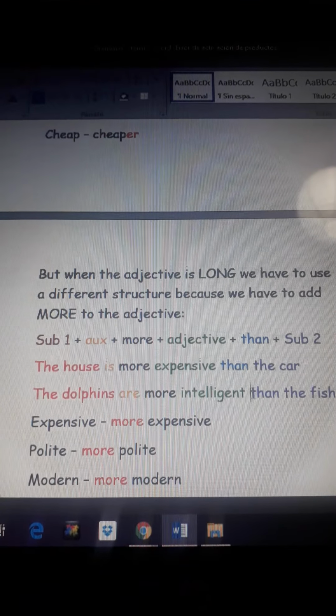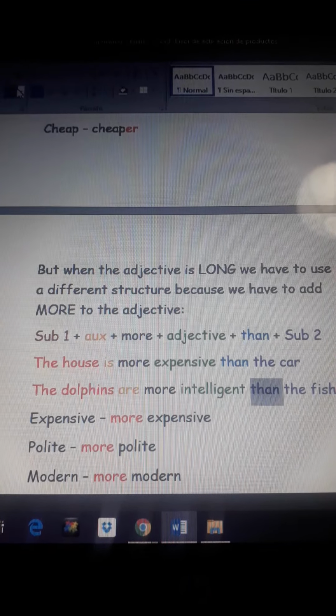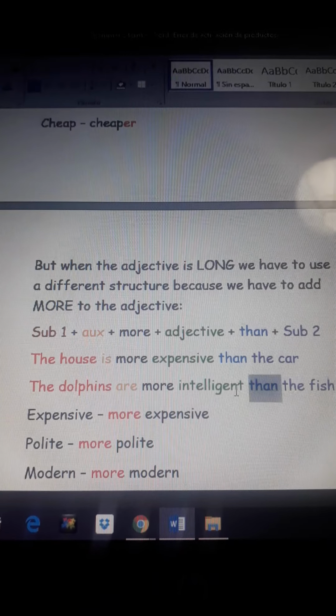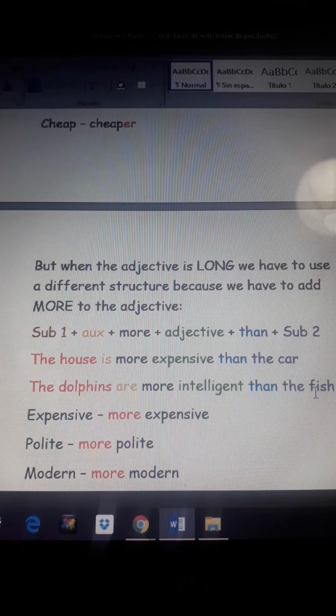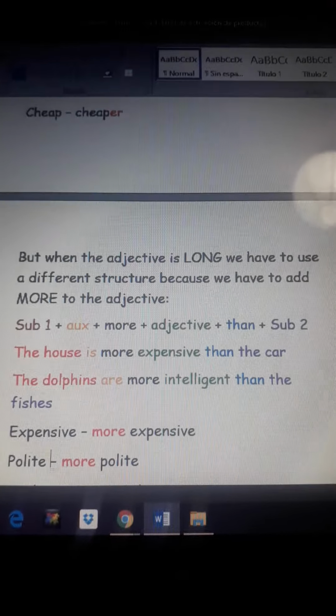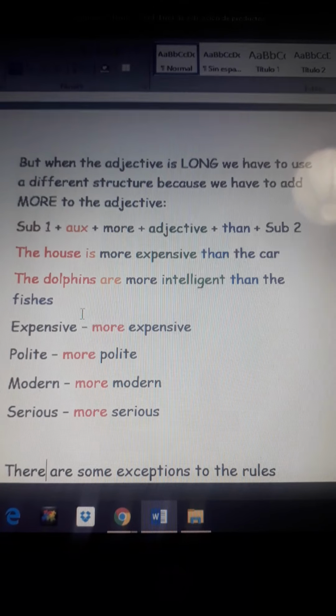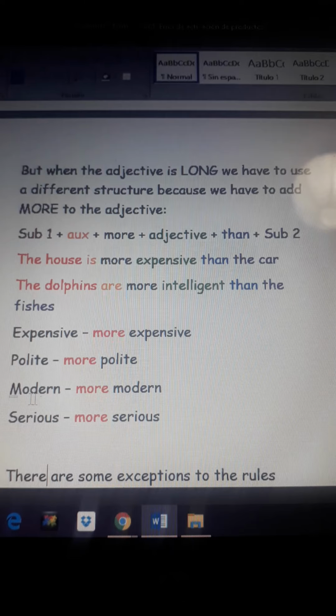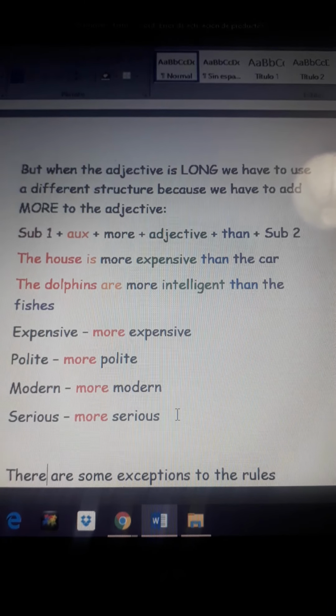Than the fish. Always and always, guys, in comparatives we have to use than, because it's the word that helps to compare the dolphins with the fish, and we have to say the fishes. Okay, some examples of long adjectives are expensive, so more expensive; polite, more polite; modern, more modern; serious, more serious.